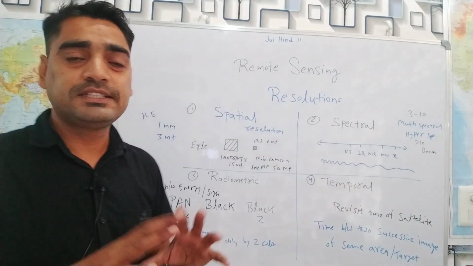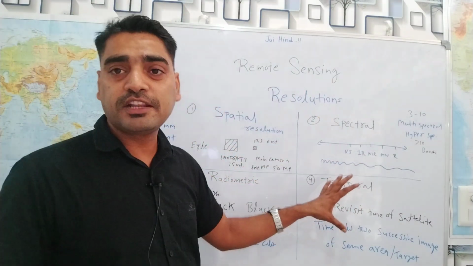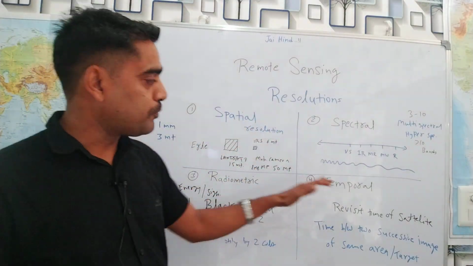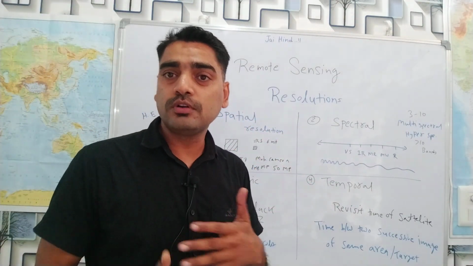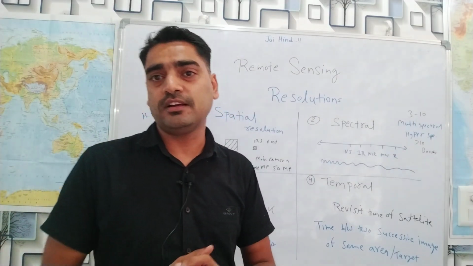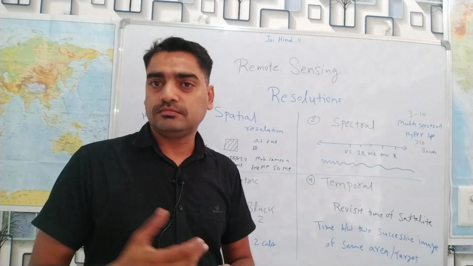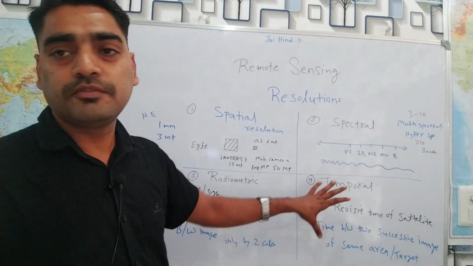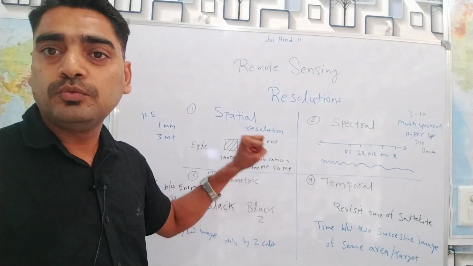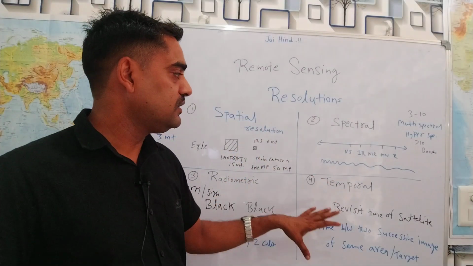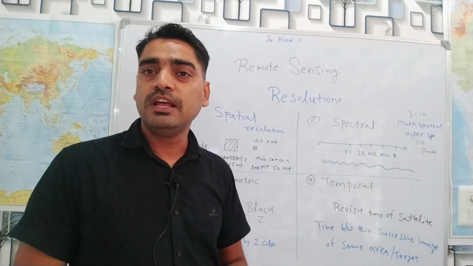Overall, the sensors which have better resolutions, all the spatial, spectral, radiometric and temporal, will provide more refined, higher quality data to the receiving end. That's why we work on resolution. We increase the resolution of the satellite to get more quality data from remote sensing. So these are the 4 types of resolution in remote sensing.